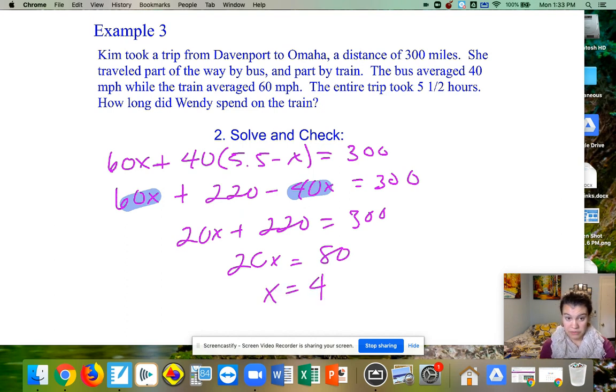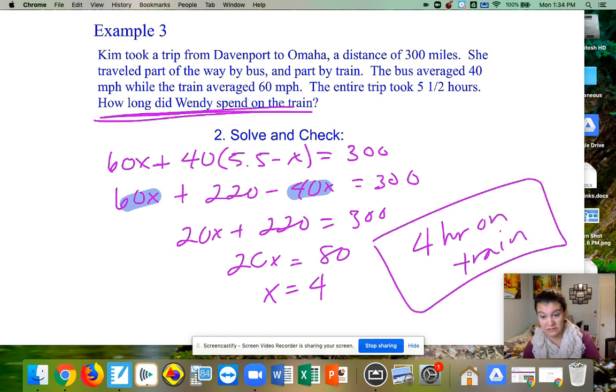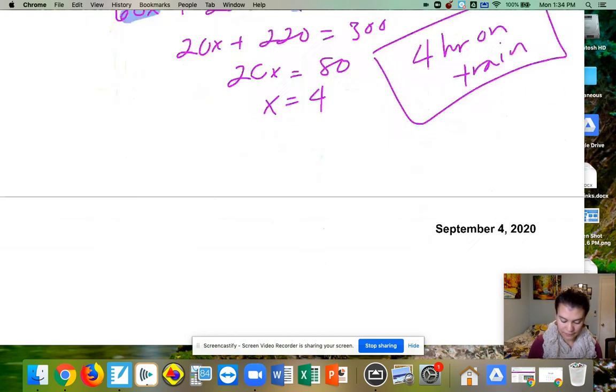And then figure out, did we answer the question? So we wanted to know, how long did Kim spend on the train? Here she spent 4 hours on the train. Doesn't ask us about the bus, so we don't care about it, so we're done. You could subtract from 5.5 and get 1.5 hours on the bus, but you don't have to because it didn't ask for that. And that's it.